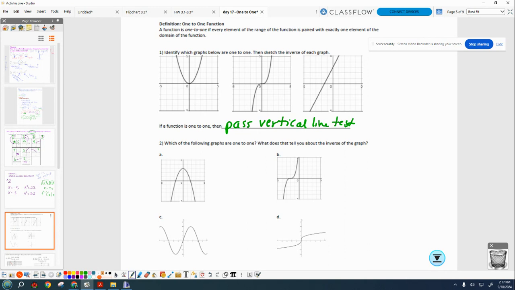And then he said, to be one-to-one, it needs to pass the horizontal line test too. Which is, if I draw a horizontal line, I should only hit the function once. So is that first function, that parabola, one-to-one? Drawing the horizontal line, I only hit the U shape once? Wait, no. I hit it twice in a bunch of places. So it's not one-to-one.